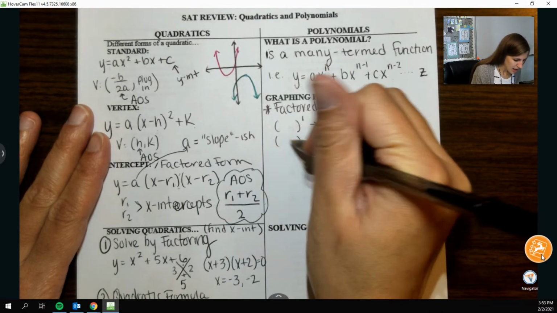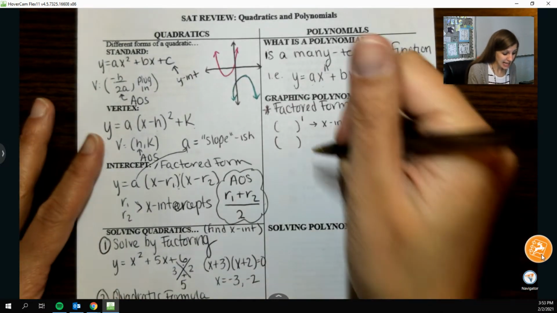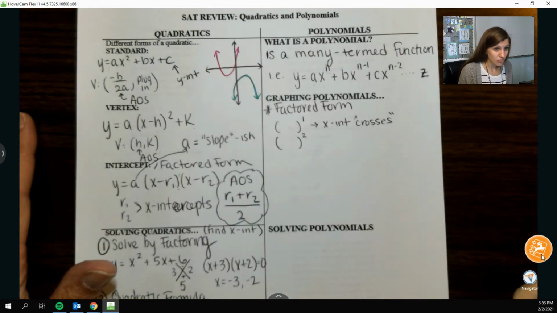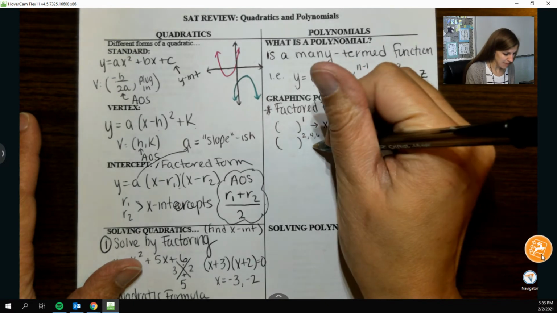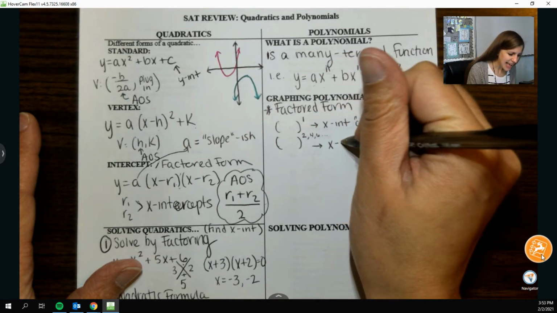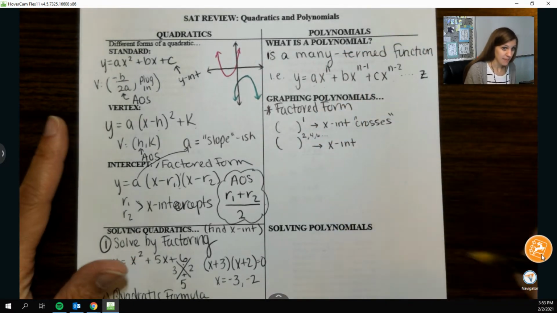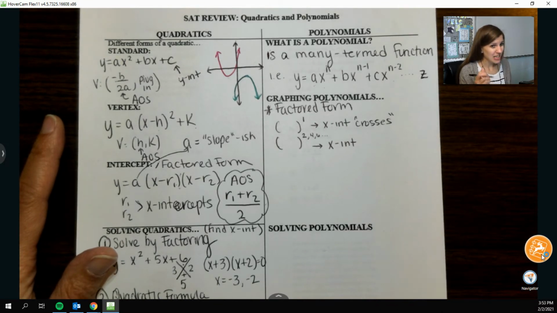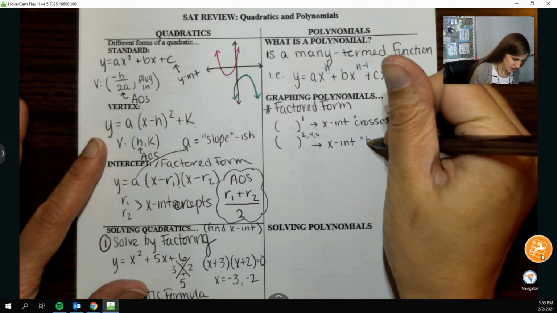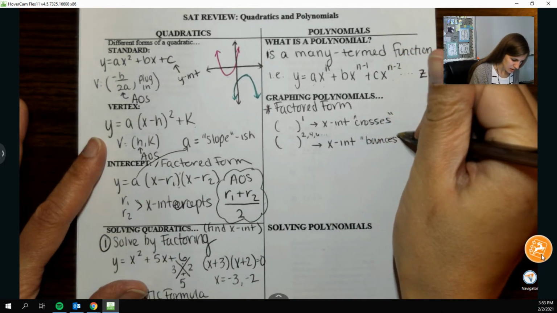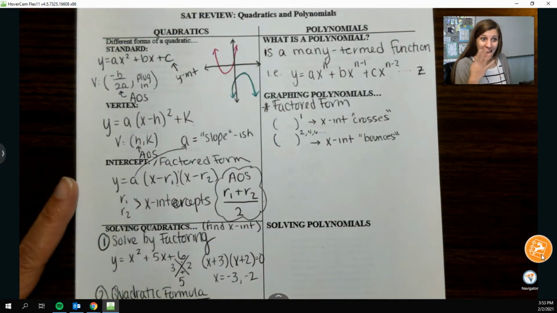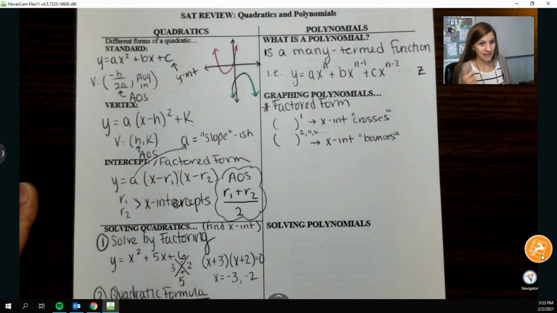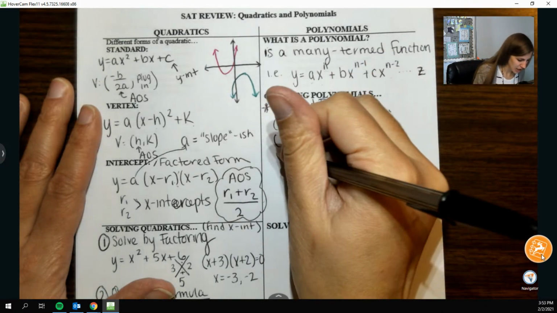If I have something in factored form that has an exponent of 2, or 4, or 6, or any even number for that matter, at that x-intercept, the polynomial isn't going to cross right through it. It's going to bounce right off it. Or sometimes we call that a turn. It does like a little mini vertex. You'll see what I mean. I'm excited. You might not be excited yet. You're going to get there.